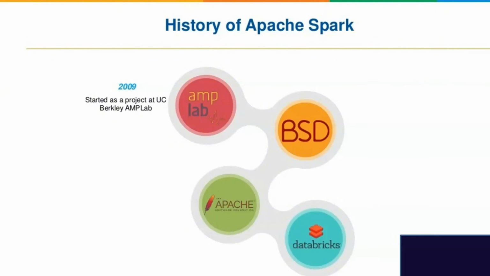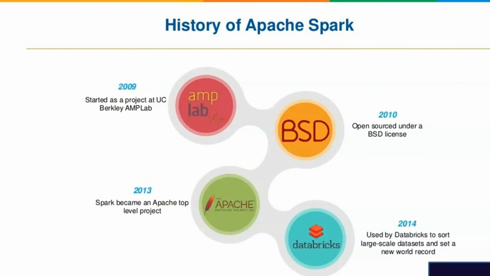So somewhere in 2009, it started as a project in UC Berkeley's AMP Lab. In 2010, Apache Spark was licensed under the BSD license. In 2013, Apache Spark became one of the top-level projects of Apache, and in 2014, Databricks assimilated the features of Apache Spark and set a world record for the largest-scale datasets processed on their platform.